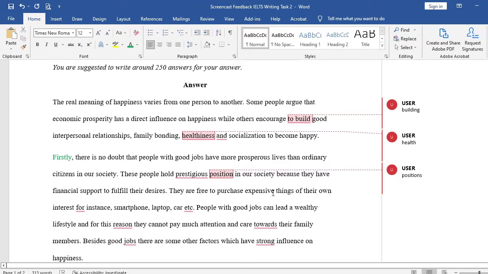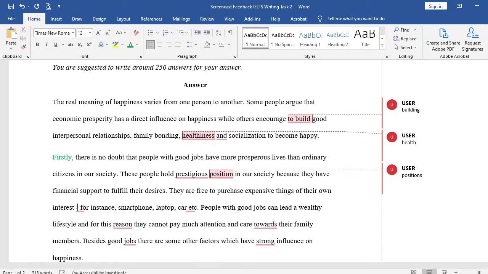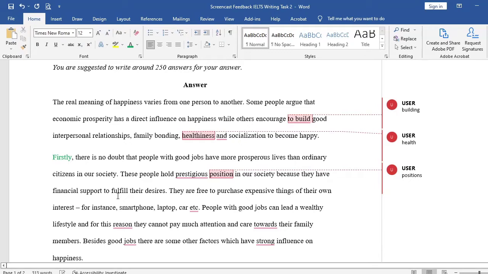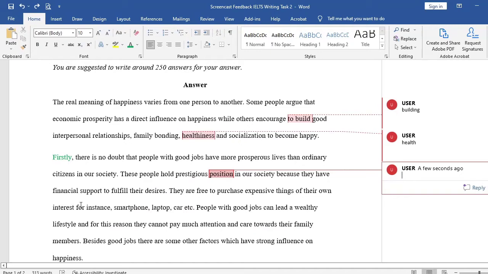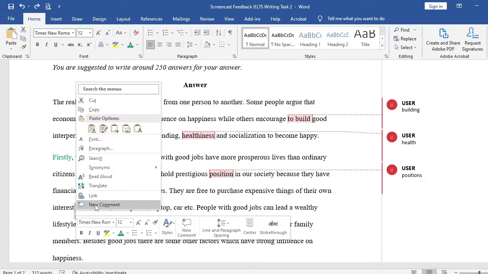So this is good, because they have financial support to fulfill their desires. They are free to purchase expensive things of their own interest, for instance, smartphone, laptop, car, etc. So before for instance there should be a comma or a hyphen, right? So I prefer a hyphen. I should leave a comment here. So here there should be a comma or a hyphen.